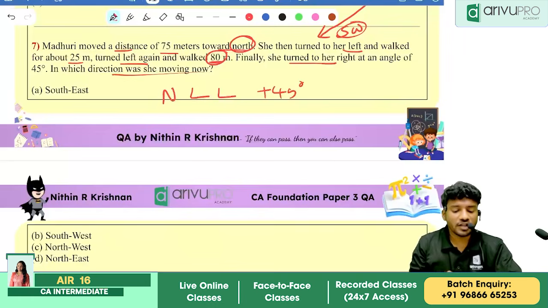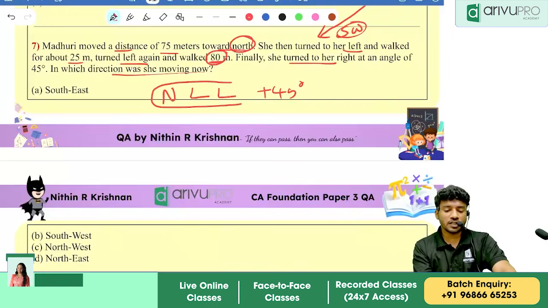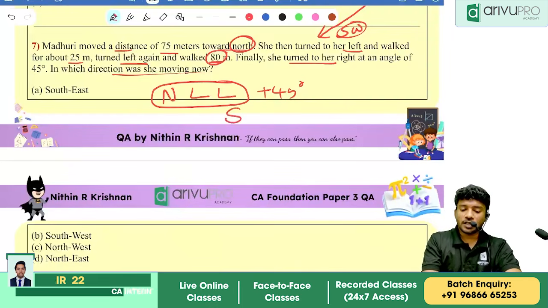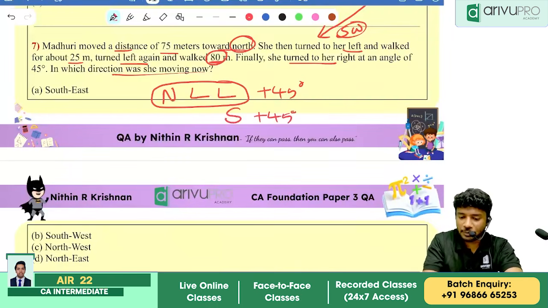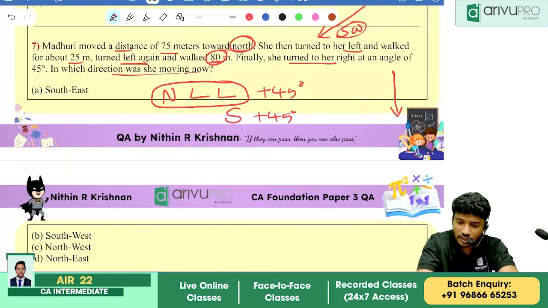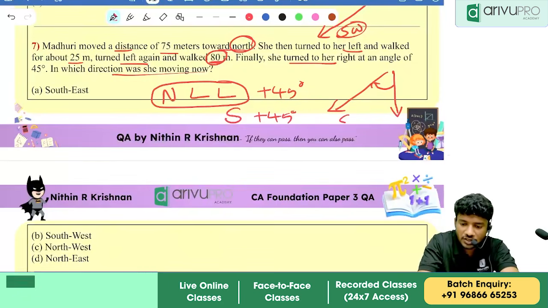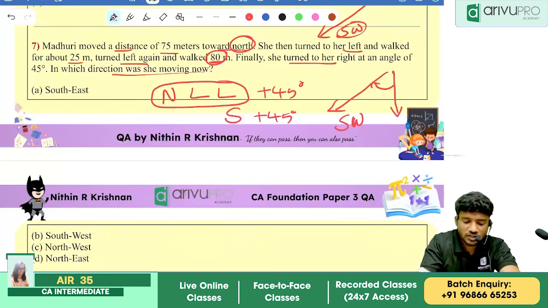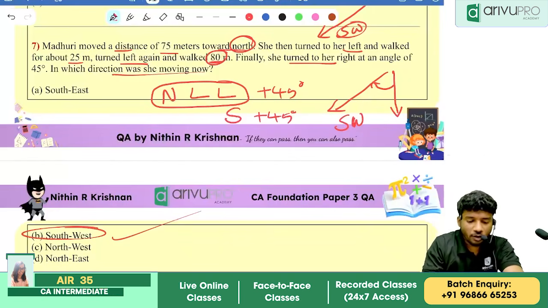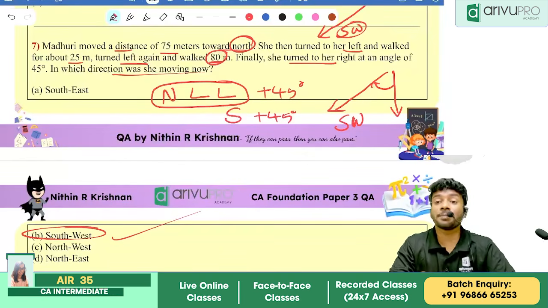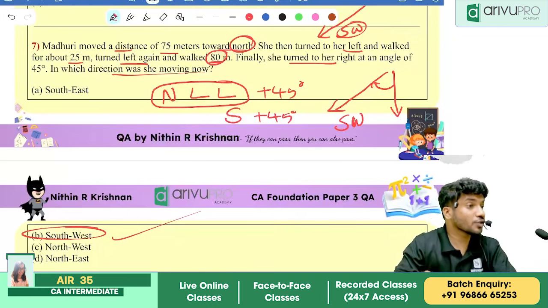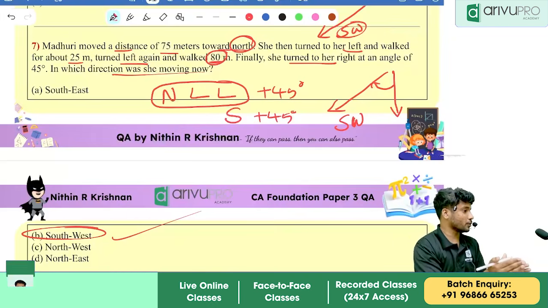People, how will we find the direction? North, left will become what? South. South plus 45 degrees. People, south is over here. Plus 45 degrees means this way. Which direction is that? Southwest direction. Which option? Option A. Sorry, option B, south to west. Understood? So we connected both the topics also.